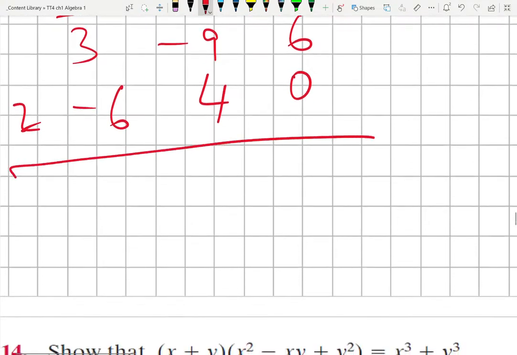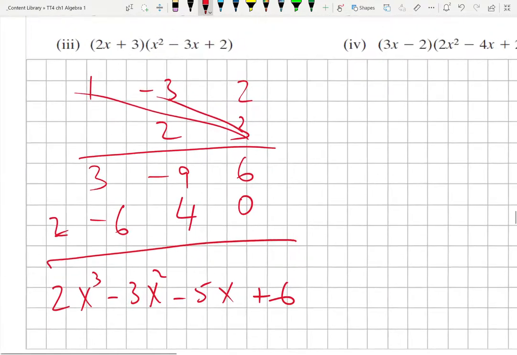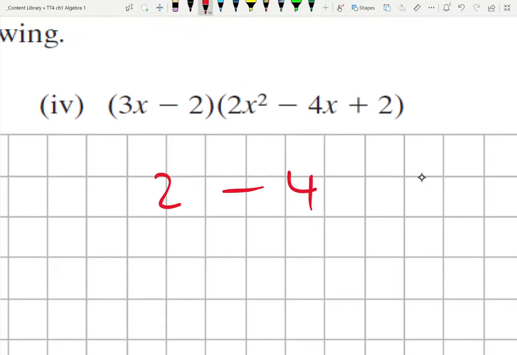It's a cube. Next term is a square, next term is a linear, and the next term is independent. Too many of these altogether, we'll just do them for practice. First of all, a quick little trick, you don't have to do this, but you could take out the common 2 here.